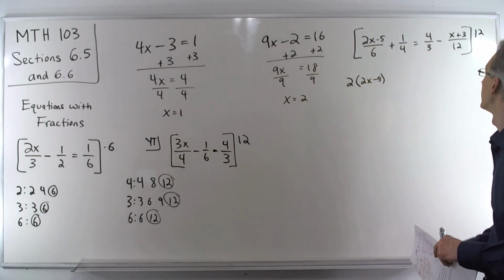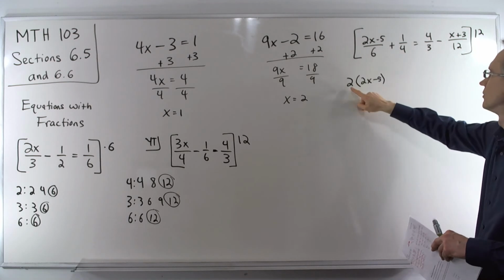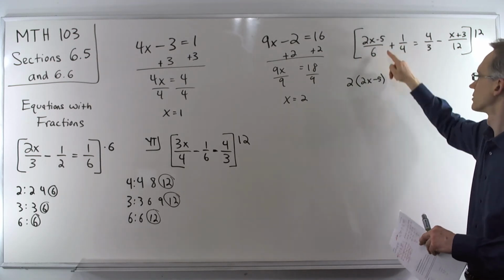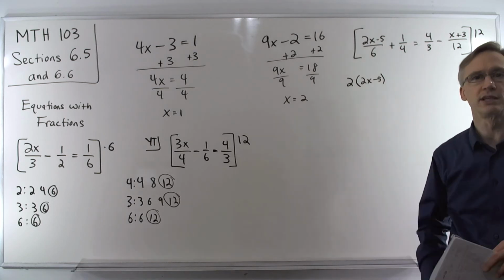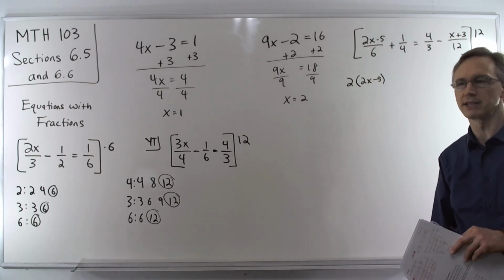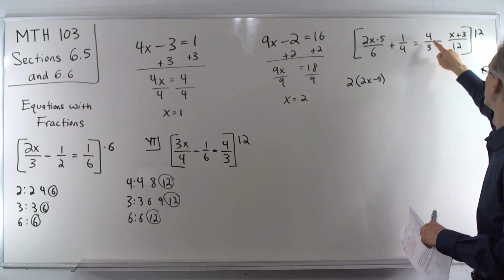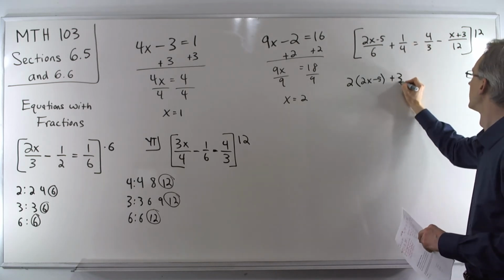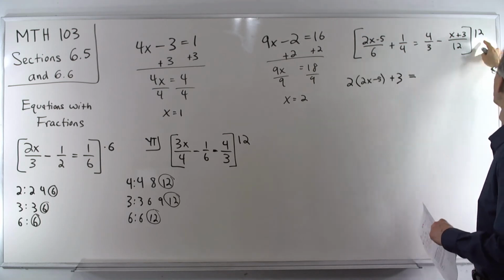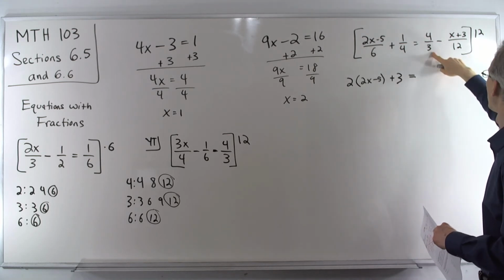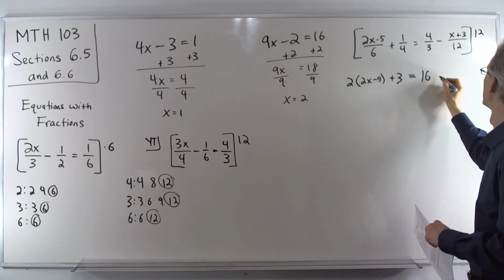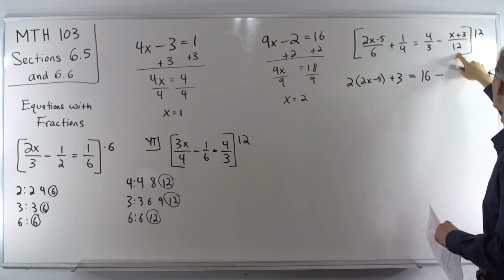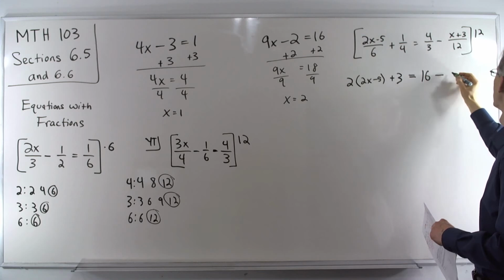We're doing the same thing here. 12 divided by 2 is 2, and then we take that 2 and multiply it by the numerator. But since the numerator is a binomial, I have to put it in parentheses, and then we're going to distribute it into the parentheses. All right, next up. 12 times 1/4 is 3. Over here, 12 divided by 3 is 4, times 4 is 16. And here we got 12 divided by 12 is 1, so we're multiplying 1 times x plus 3.